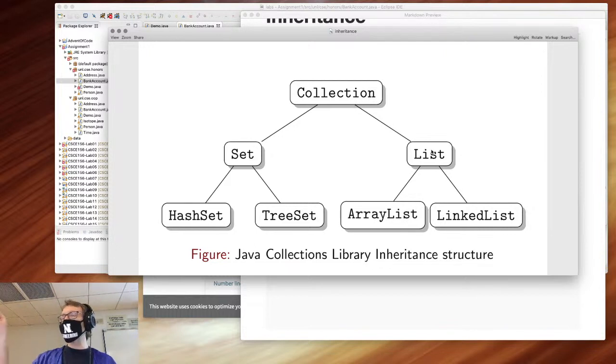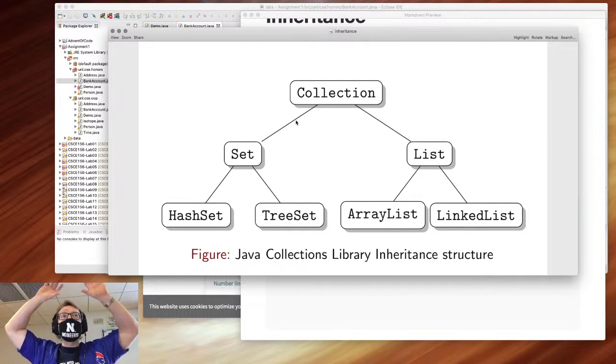Ordering. A list is ordered and a set is unordered. So we've got more specificity, more specification, as we go down in the hierarchy. However, the idea that the collections hold stuff, that's general, right? And so behavior that doesn't depend on anything in the subclasses can be promoted up here to the superclass.